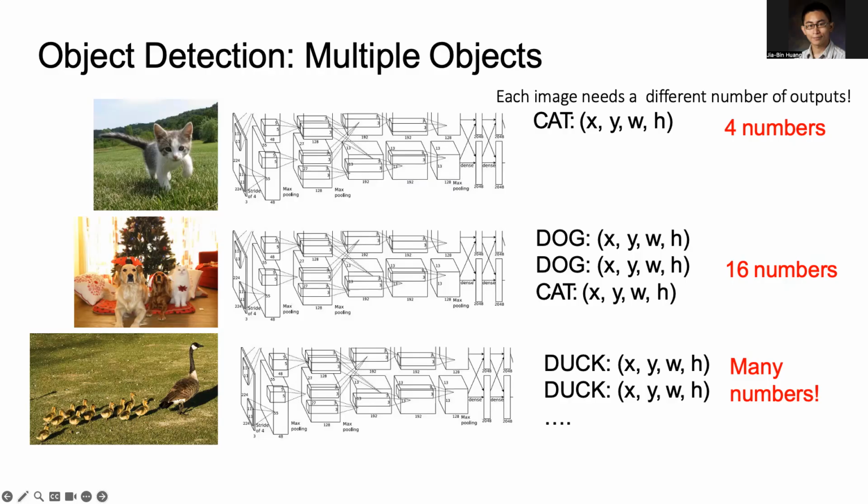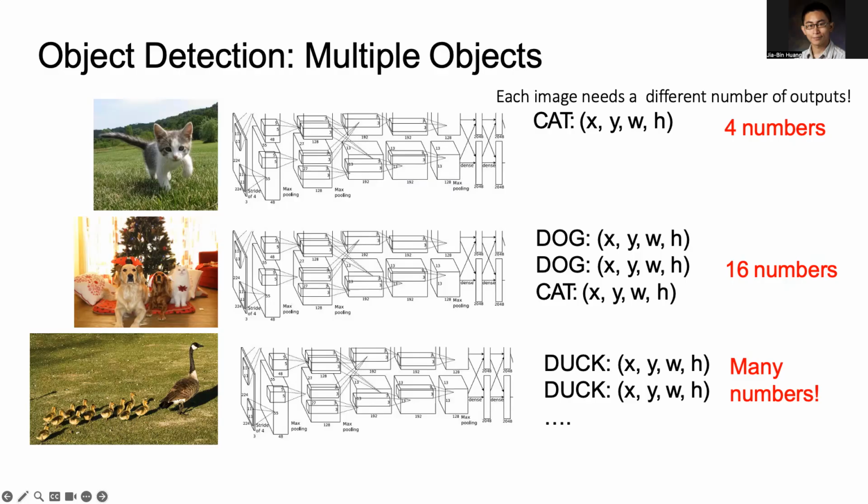So you can do localization, but you cannot do detection. Detection means that you don't know how many of them there are. Maybe there are 0, maybe there are 100. So this is the challenging problem, okay?